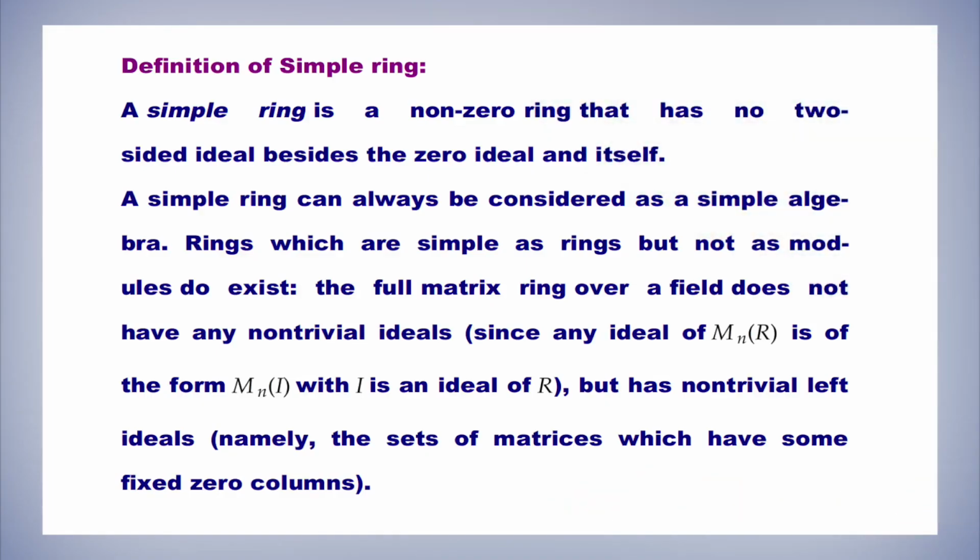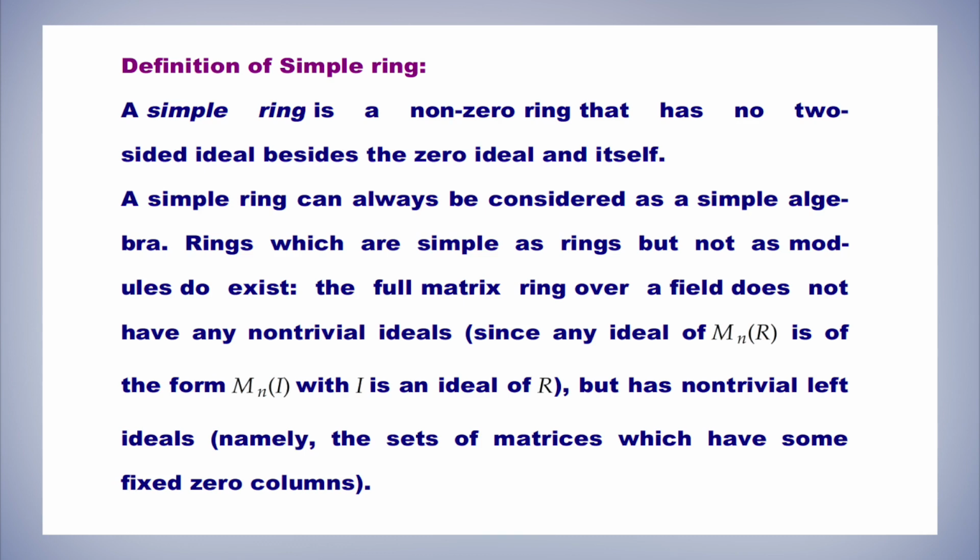Now let us see some definitions. Definition of simple ring. A simple ring is a non-zero ring that has no two-sided ideal besides the zero ideal and itself. A simple ring can always be considered as a simple algebra. Rings which are simple as rings but not as modules do exist.